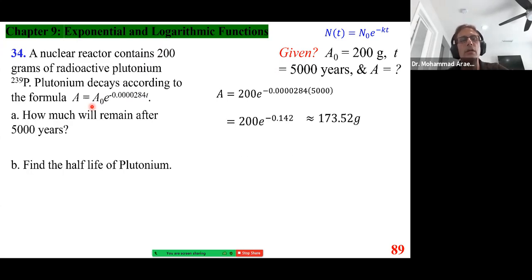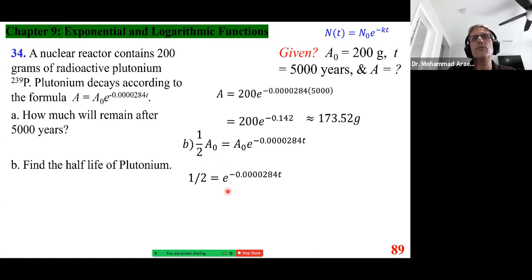Using a calculator, after 5,000 years, from 200 grams, what is left? 173.52, and you use the same units. Now, as we did with doubling, we do the same thing with the half-life. You can go and deal with the general format. Half-life means whatever the initial amount, we have half of it left. So you don't even have to know what the initial amount is. A sub 0 cancels out.